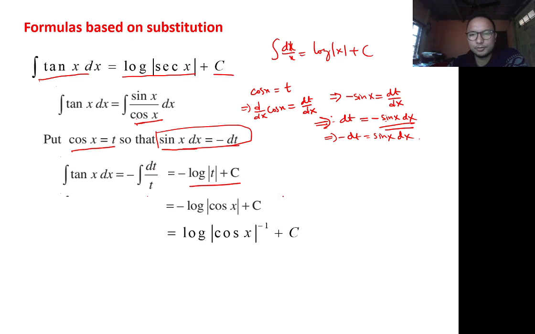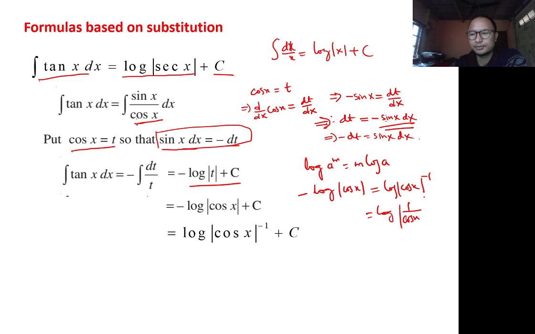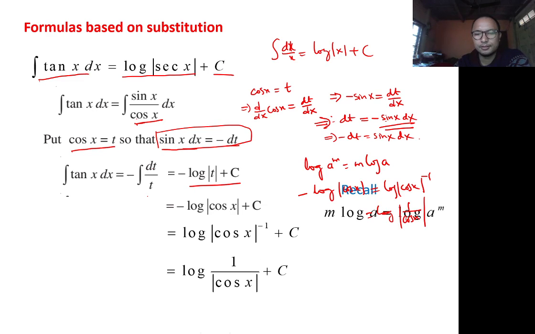So we get minus log of cos x. Using log of a to the power m equals m log of a, this is log of cos x to the power minus 1, which is nothing but the inverse of modulus of cos x, that is 1 by cos x. Which will give us log of sec x. So that's it, just substitution.